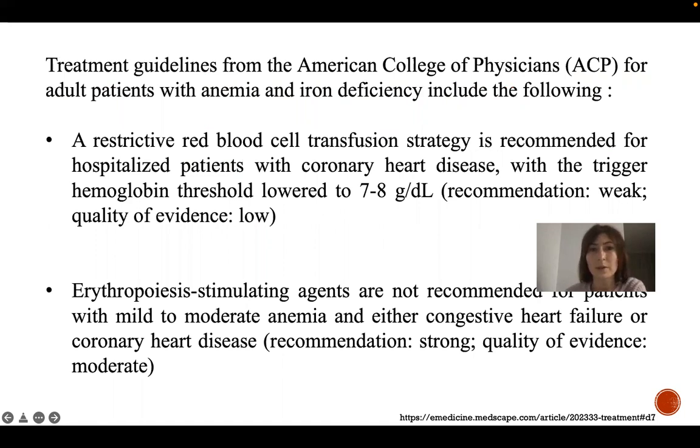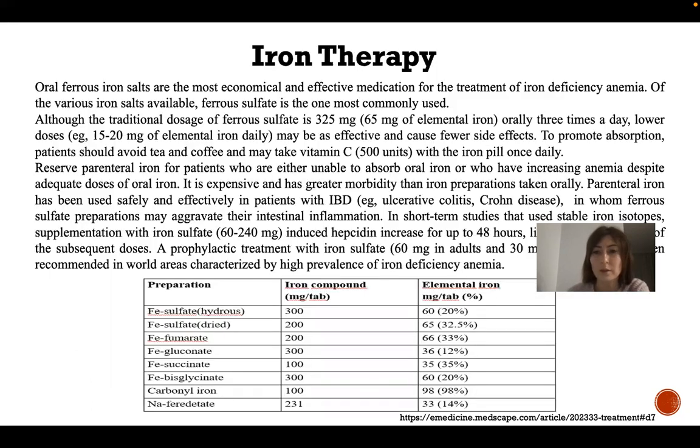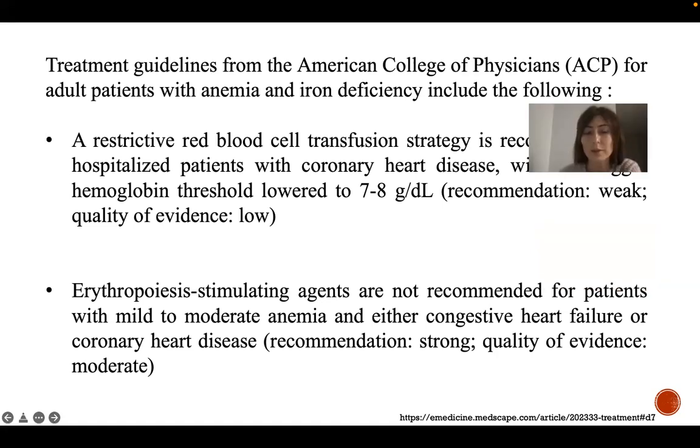Treatment guidelines from the American College of Physicians for adult patients with anemia and iron deficiency include the following. Restrictive red blood cell transfusion strategy is recommended for hospitalized patients with coronary heart disease, with the trigger hemoglobin threshold lowered to 7 to 8 gram per deciliter. Erythropoiesis stimulating agents are not recommended for patients with mild to moderate anemia and either congestive heart failure or coronary heart disease.